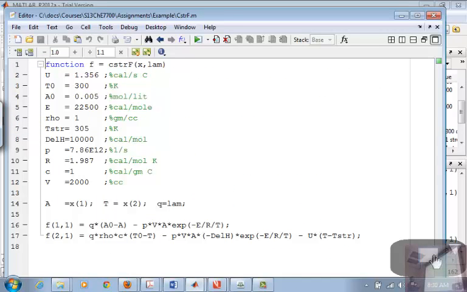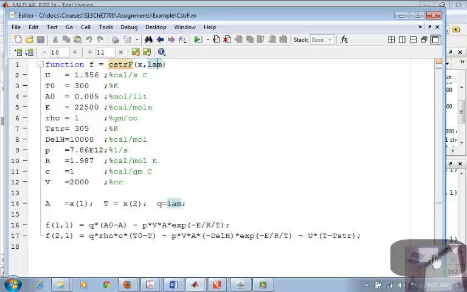So this is CSTR-F. It's a function that I wrote. It's a very problem-specific function that you will write. It takes a certain input vector, so you will define what the length of the input vector will be depending on your problem. In my case, I have 2, and lambda is the parameter that I'm going to continue on. Here I have entered all the parameters that were given in the problem. In the problem statement, I had U, the heat transfer coefficient, T naught, A naught, everything in the table. So I just entered all of them, and then my real computation starts in line 14, and there are very simple computations involved.